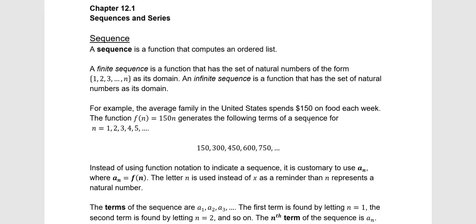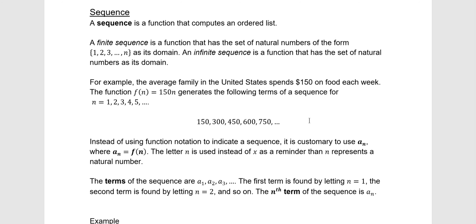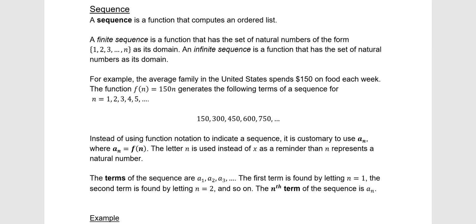Now we're going to be going over sequences and series. So starting first with sequences, the definition of a sequence is a function that computes an ordered list. And there's two kinds of sequences we're going to be looking at. There's a finite sequence. A finite sequence is a function that has the set of natural numbers of the form 1 through n as its domain.